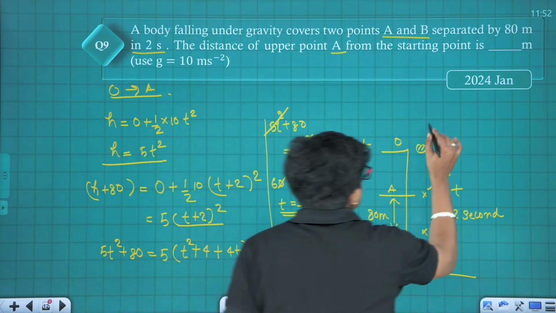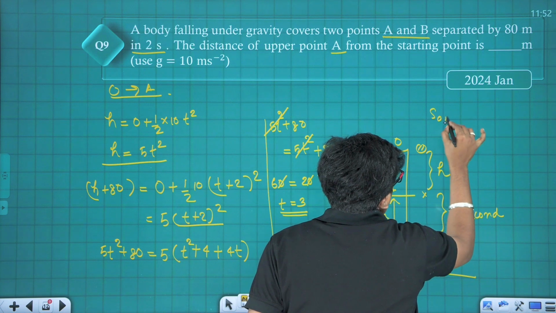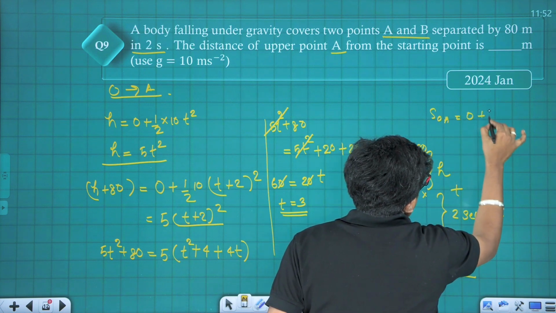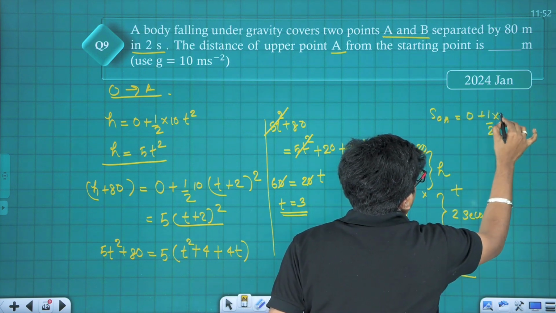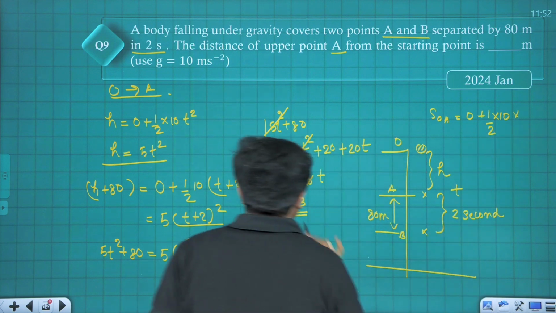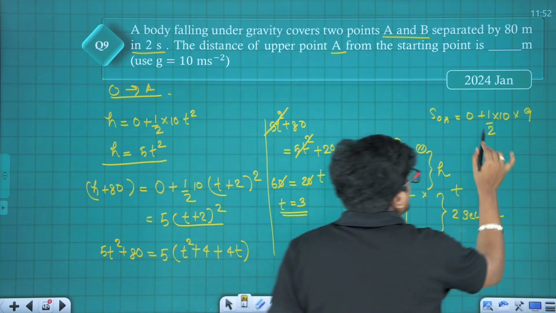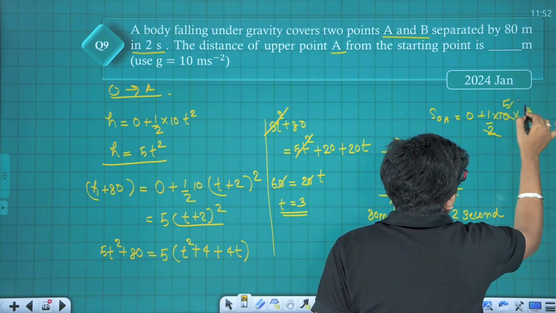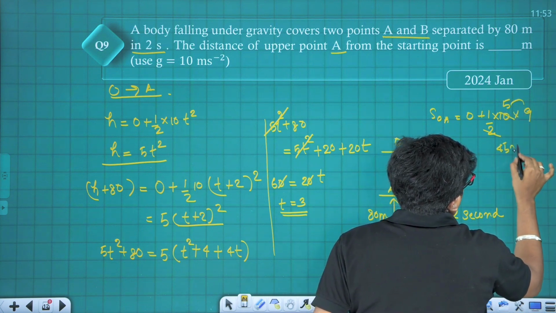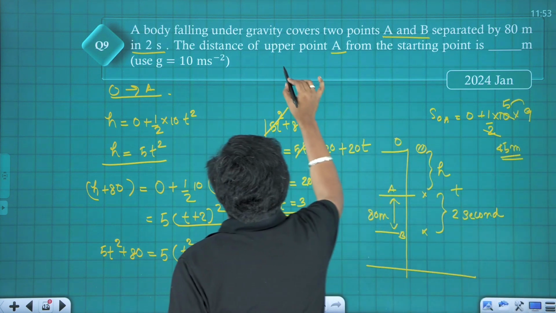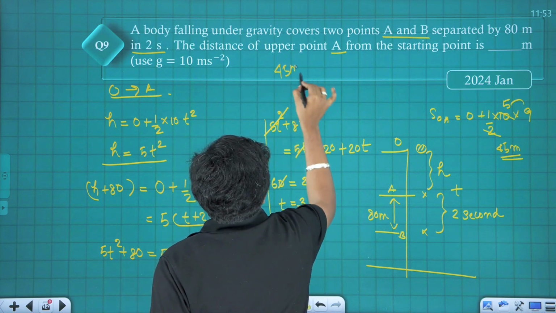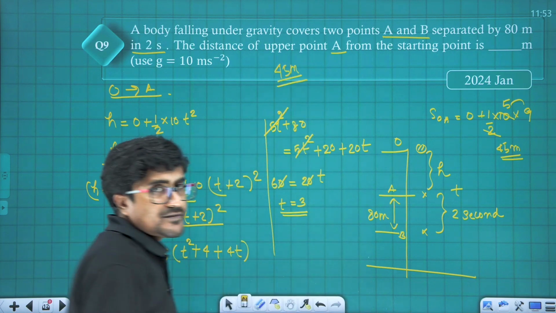So OA is equal to 0 plus half of a, which is 10, into t square, which means 9. So this is going to be 5, and 9 5s are 45 meters. So the answer here is going to be: distance traveled is just 45 meters.